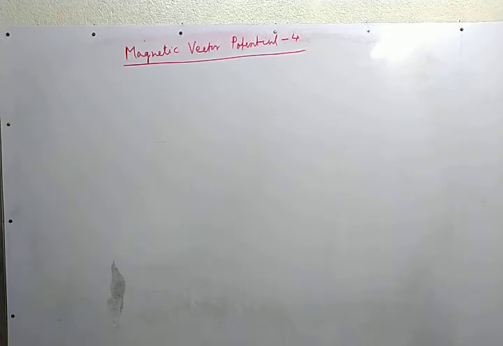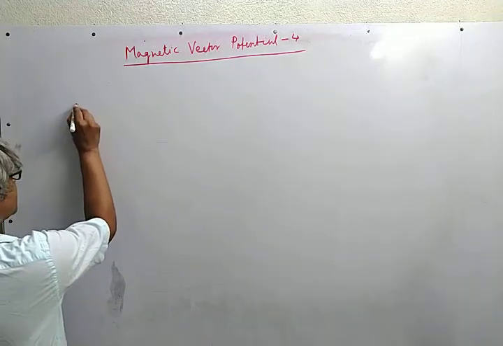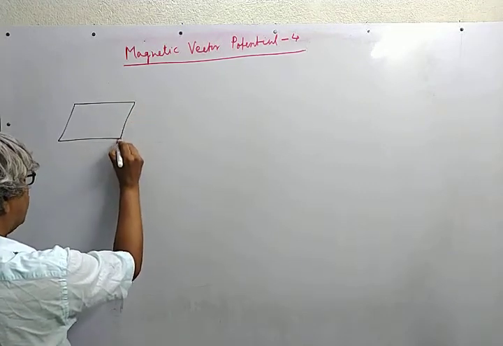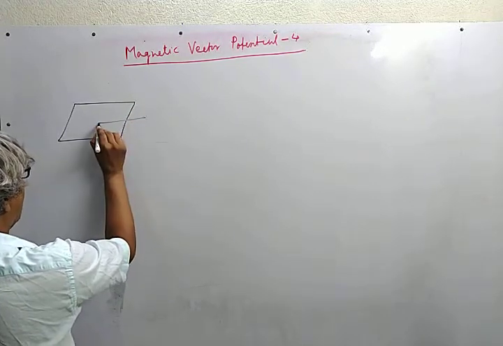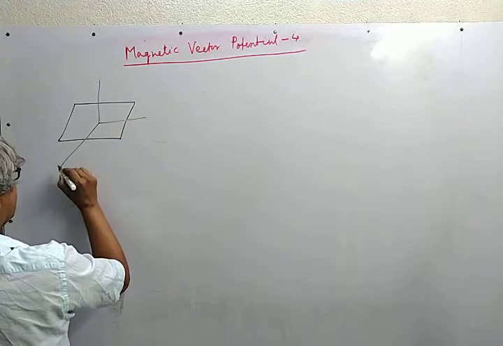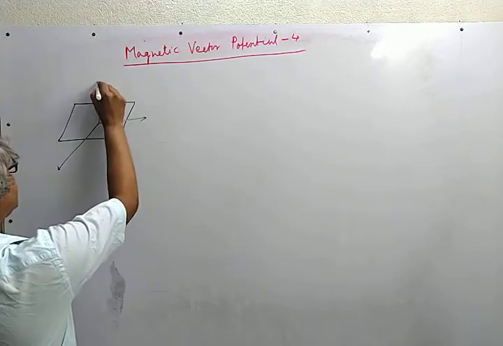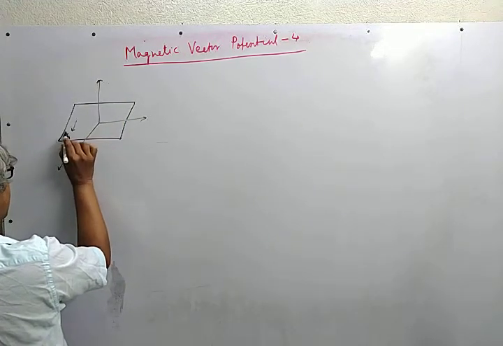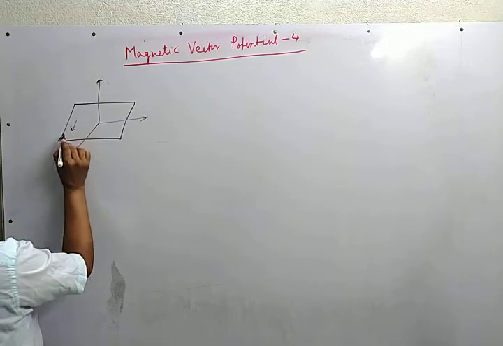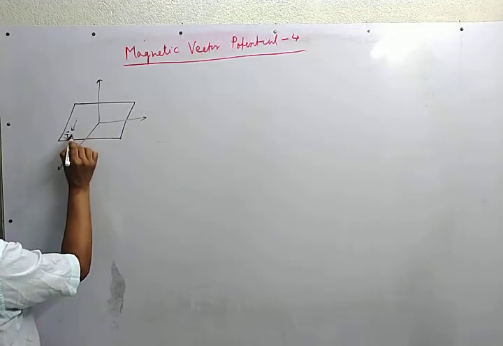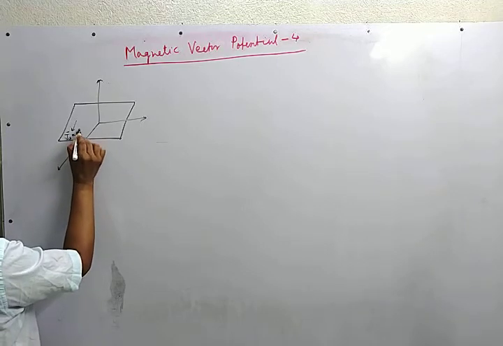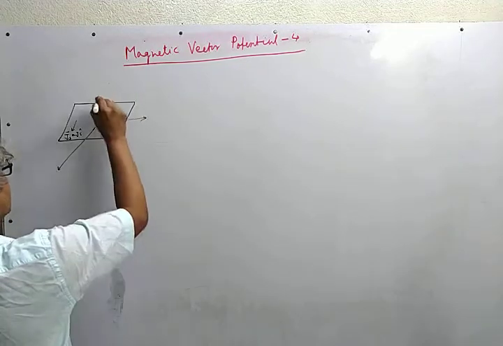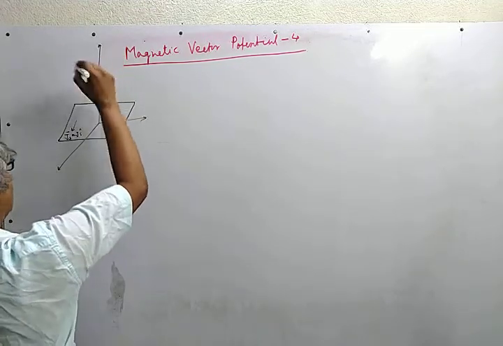As in the first example, we consider a problem of surface current density that we have already evaluated using the Biot-Savart law. We consider an infinite surface sheet which carries a uniform current density Js, in the direction of J times i cap. Our objective is to find out the vector potential at a point on the axis.